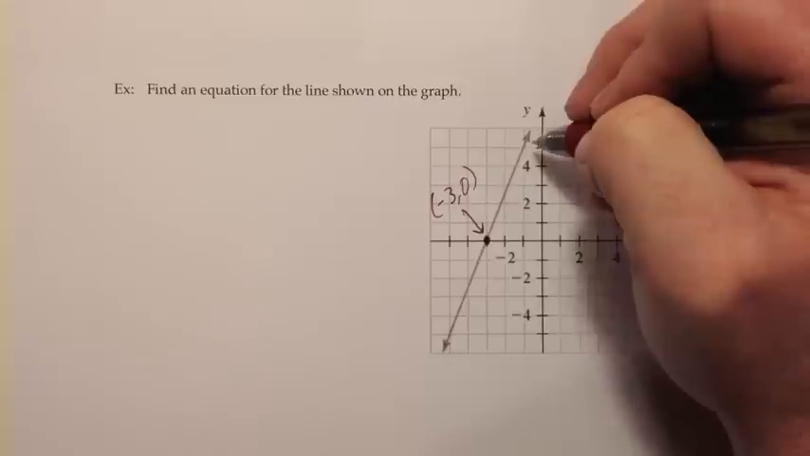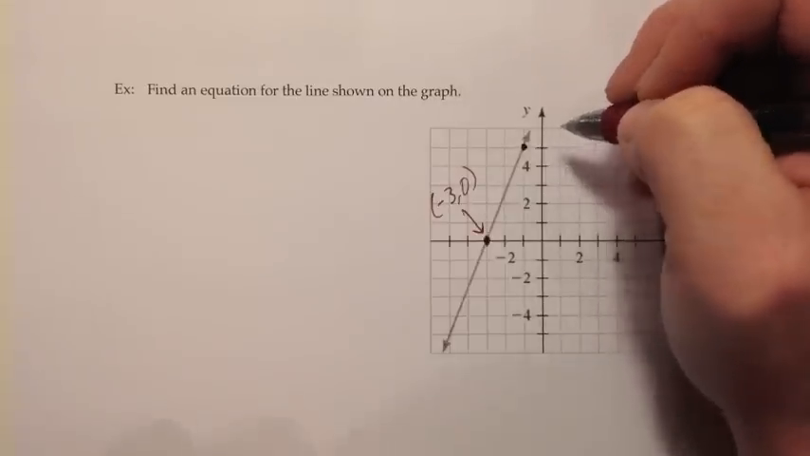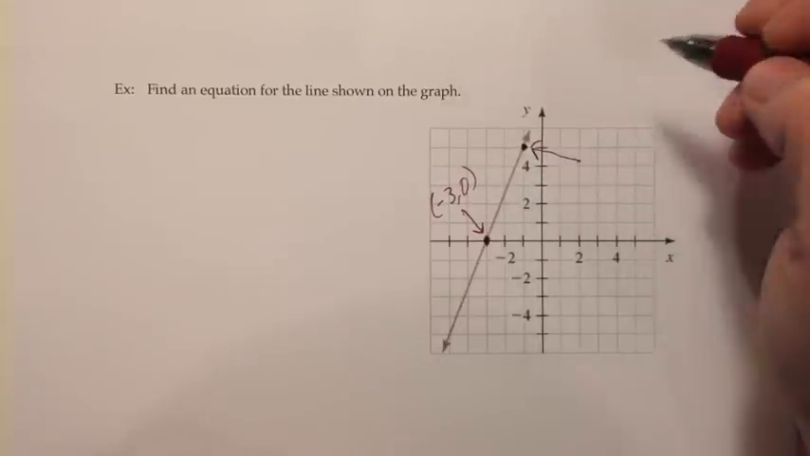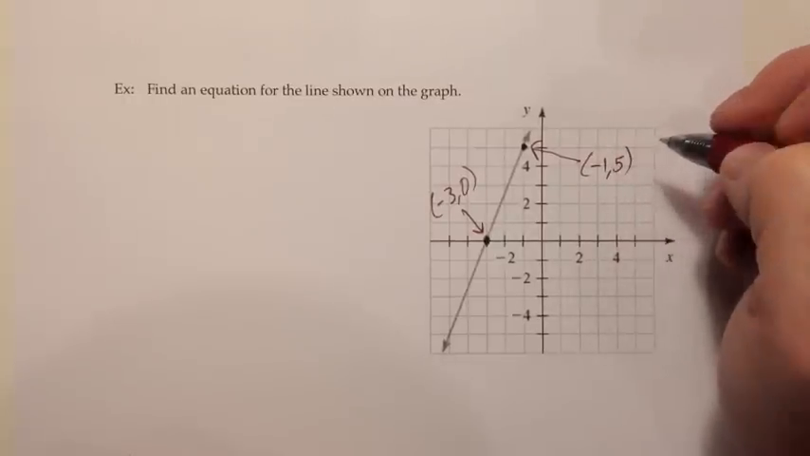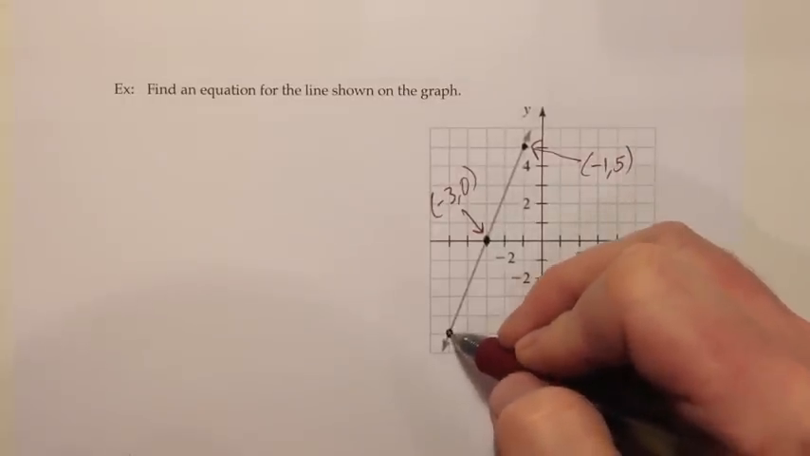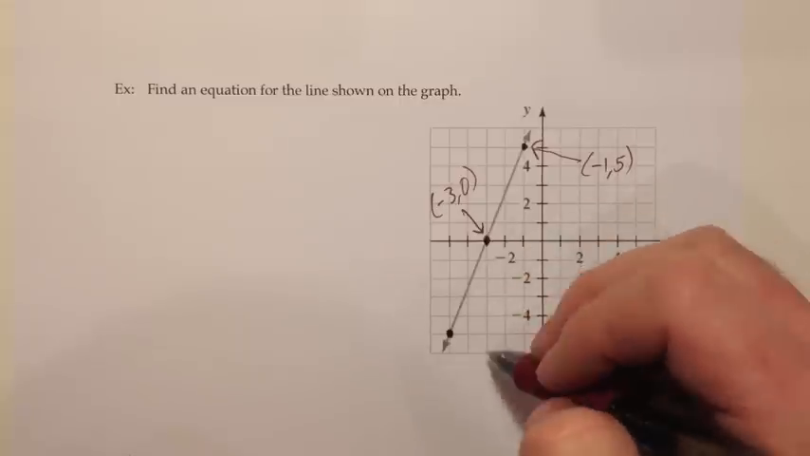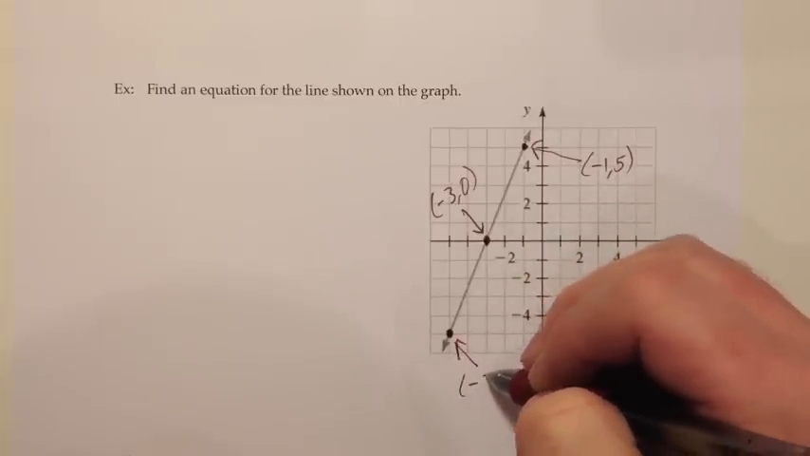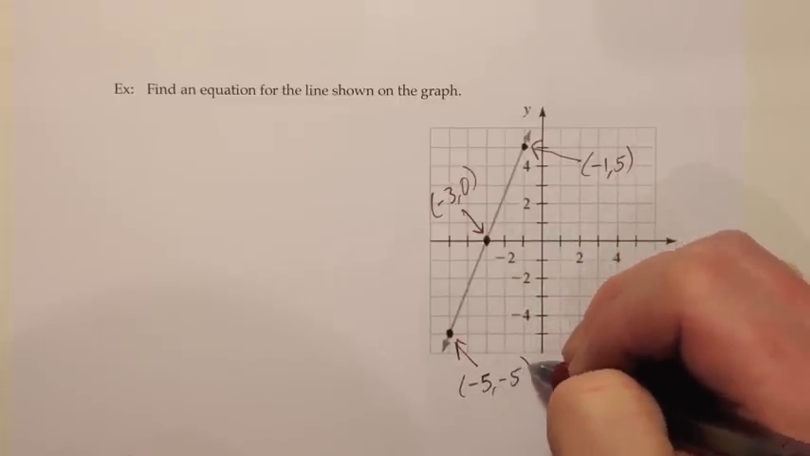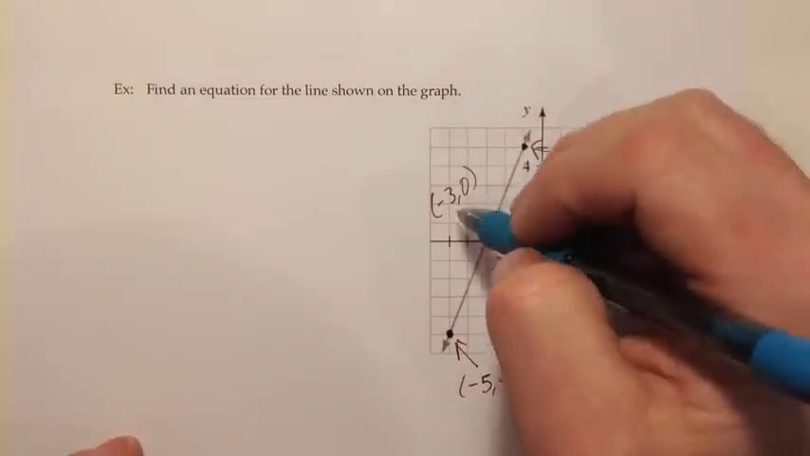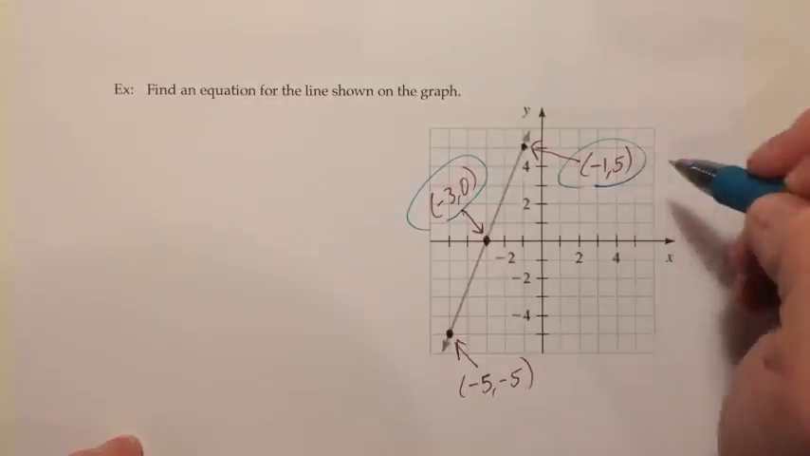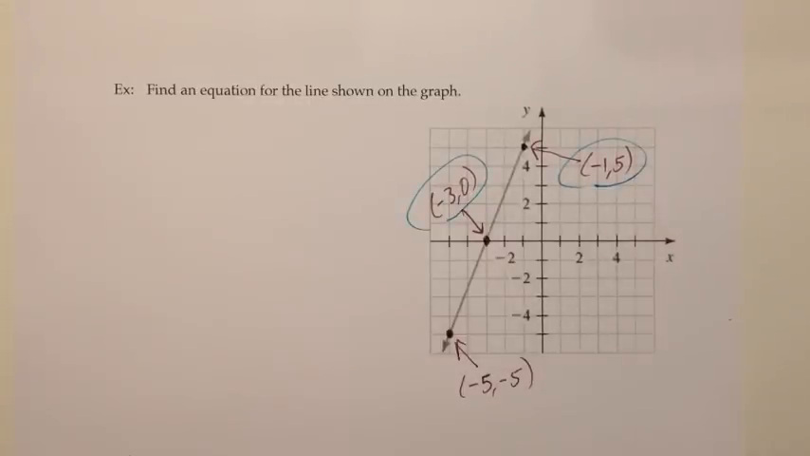There's another ordered pair, it looks like right here, that's a nice one. Let's draw that over here. So that looks like left 1 up 5, so that's negative 1, 5. It looks like there's another nice one right here. That looks like left 5, down 5. And you actually only need 2 ordered pairs to get the equation of the line. It can be a little confusing with these numbers being the same, so I'm going to go ahead and use this one and this one to attempt to find the equation.